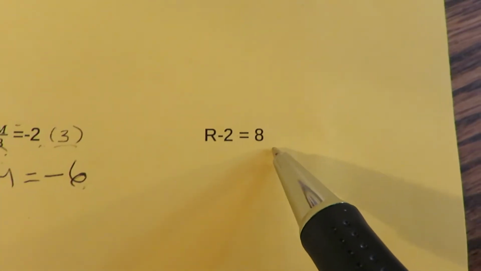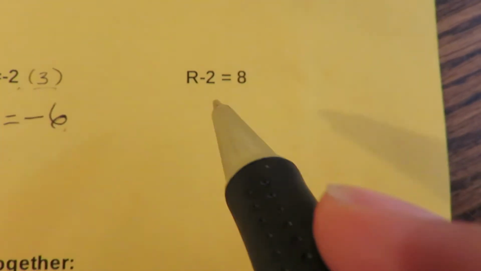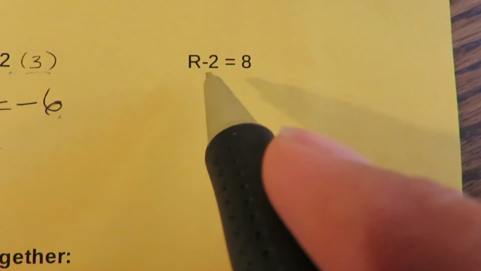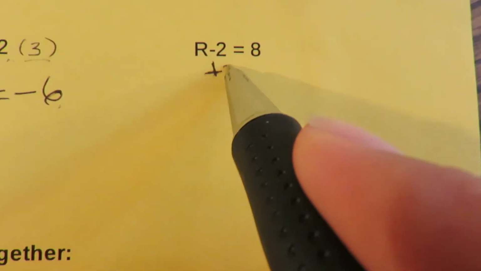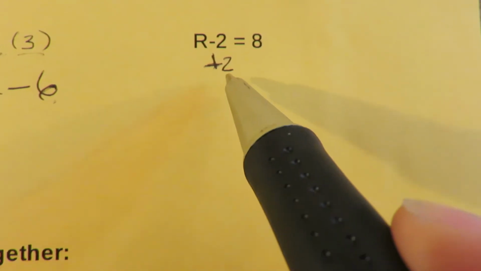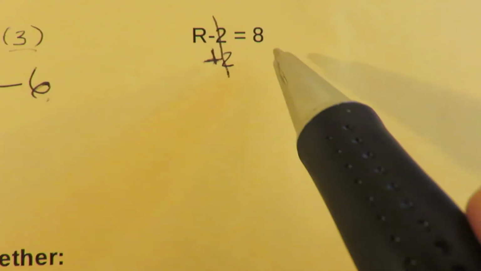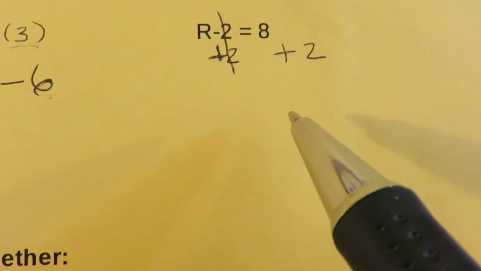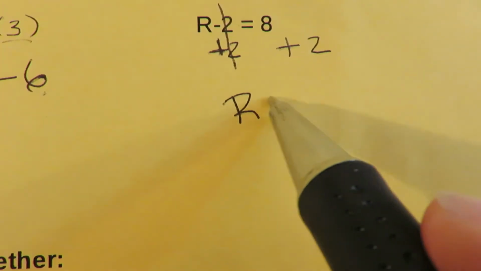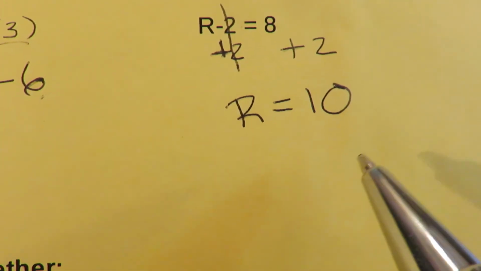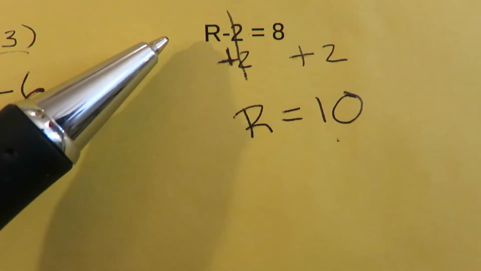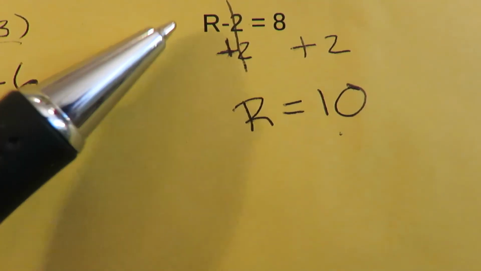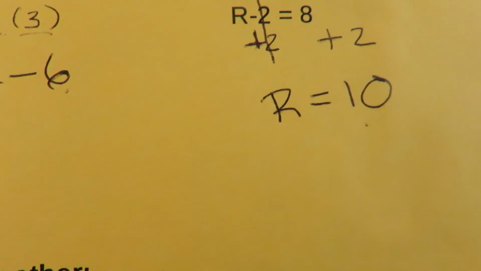It says r minus 2 equals 8. So what's the opposite of subtracting 2 from r? It would be adding 2. So I've subtracted 2 and added 2, which really means I haven't done anything, making sure to add 2 to the other side as well. I'm left with r equals 10. And again, if you want to check, that means that 10 minus 2 equals 8, which is true. So your r does equal 10.